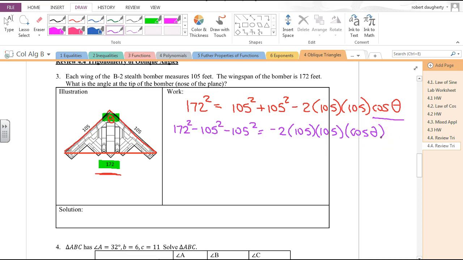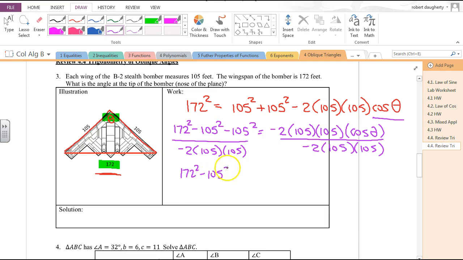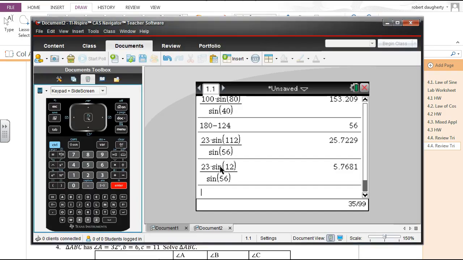If I divide everything by negative 2 times 105 times 105, then I get 172 squared minus 105 squared minus 105 squared over negative 2 times 105 times 105. That is the cosine of theta. You just got to be real careful when you put this in your calculator.